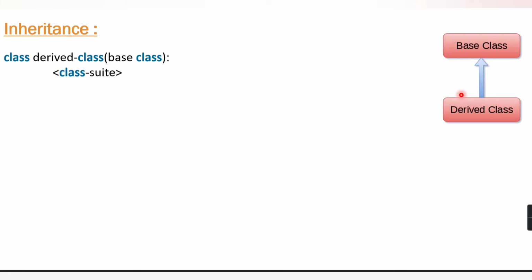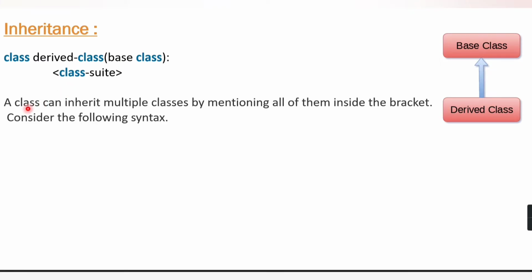So what is the syntax to declare the child class? In the similar way we define the class, we need to make use of the class keyword, then the name of the derived class, and inside the brackets we need to pass the name of the parent class, and then our block of statements for Python code. A class can inherit multiple classes by mentioning all of them inside the brackets.